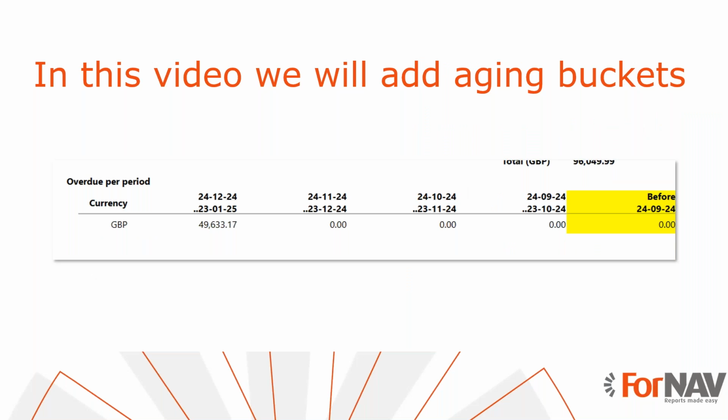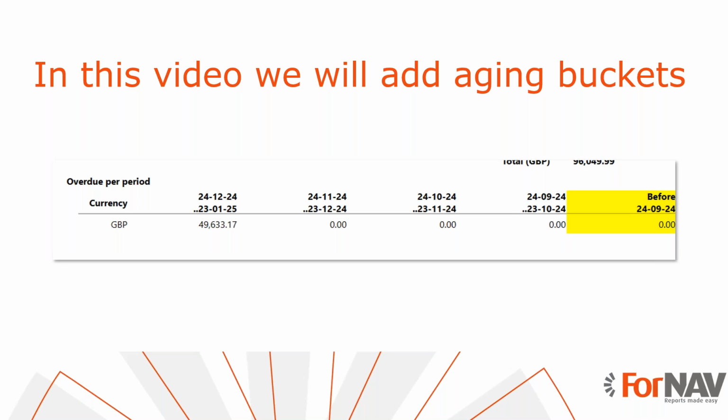Today, we're going to add aging buckets to our Business Central reports. There are three standard Fornav reports that use aging buckets: the customer statement, the aged accounts receivable, and the aged accounts payable. By default, these reports use 5 aging buckets. You can set up the aging period in days, weeks, or months, or anything else.